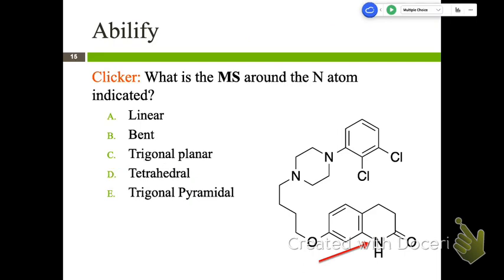All right, and last one, molecular shape. Go ahead and select your answer for that nitrogen. Looks like we're almost there. And we're closing out. All right. We had a vast majority answer one of these answers. Would anyone who's somewhat confident like to share their answer?